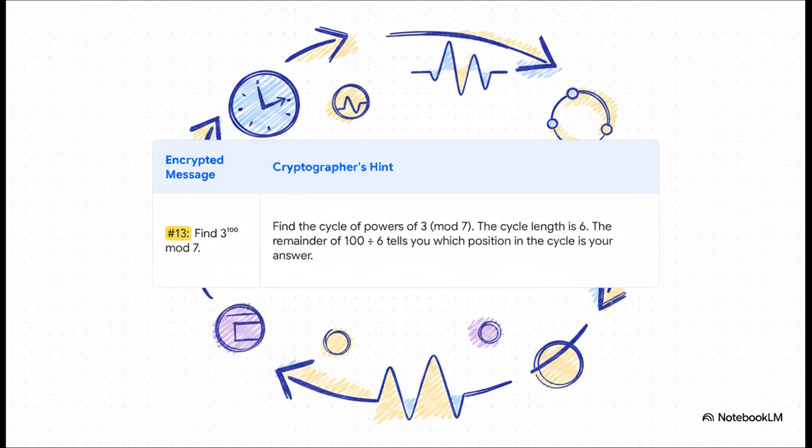For message 13, that big 3 to the 100 problem, the hint is one word: cycles. Seriously, do not try to actually calculate that number. Instead, just start working out the remainders when you divide by 7. What's 3 to the 1, 3 to the 2, 3 to the 3? You'll find a pattern that just keeps repeating. The length of that pattern is everything you need.